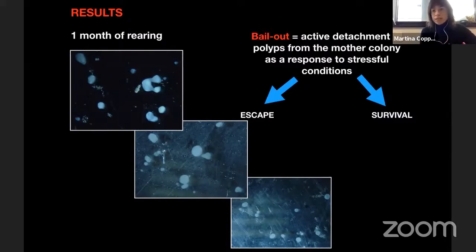After 1 month, we also started to observe the presence of many propagules inside the trap, which we identified as bailout propagules. Bailout is defined as an active detachment of the polyps from the mother colony as a response to stressful conditions. The possibility for the polyps to detach from the mother colony allows the polyp, on one hand, to survive and, on the other, to escape from the unfavorable conditions.